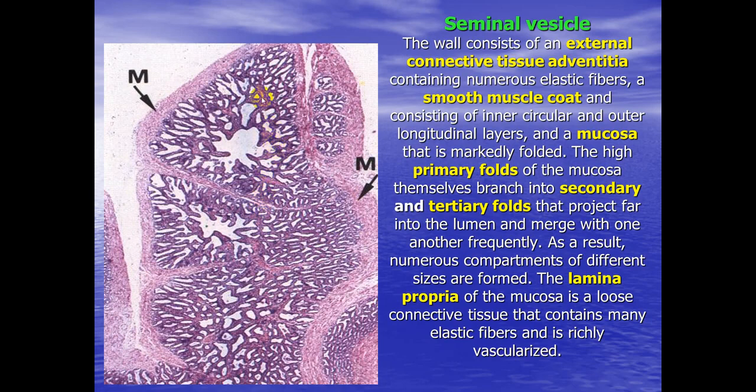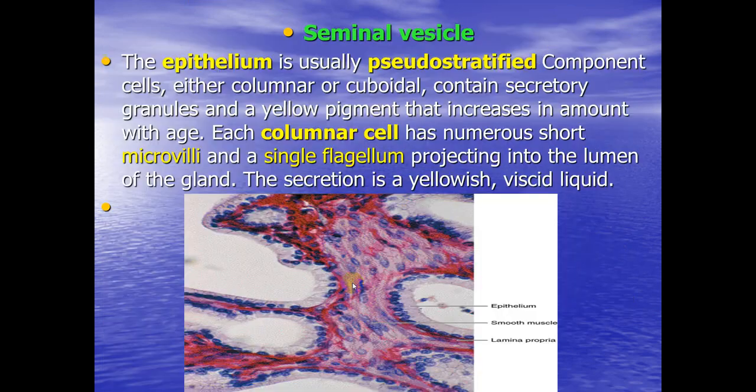And because of these numerous folds, numerous compartments of different sizes are formed. And epithelial cells, tall columnar epithelial cells, which cover each of these folds, produce secret. And this is the secret of the seminal vesicle.